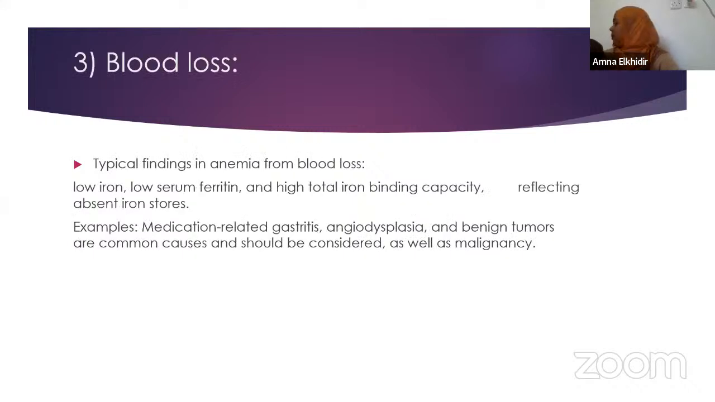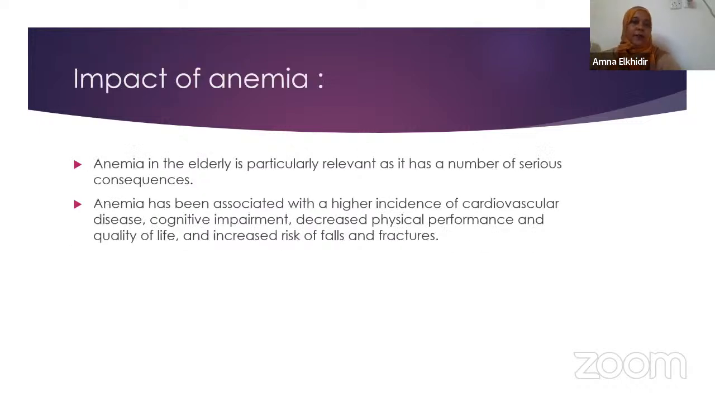The third type is blood loss. The typical finding in anemia from blood loss is decreased iron and decreased ferritin, and high total iron binding capacity, reflecting absent iron stores. So it looks like iron deficiency anemia. Examples are loss due to gastritis from medications, angiodysplasia, and benign tumors. Usually GIT tumors are the most common tumors that cause blood loss.